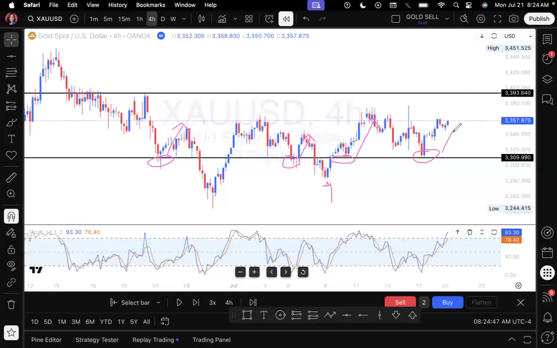Now, unlike currencies, gold doesn't need to make a huge move in order for you to make a profit. So something like this could have been decent if we were buying from an area of support.